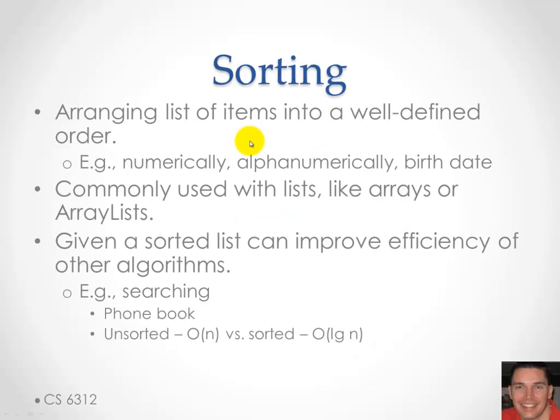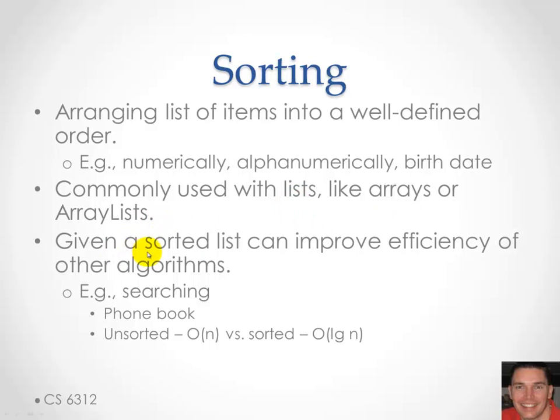Sorting is just arranging a list of items into some well-defined order. For example, that could be putting them in an ascending order numerically, alphanumerically, by birth date. Sorting is commonly used with lists, particularly arrays and array lists.